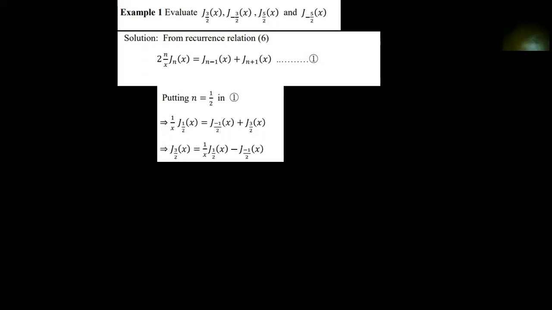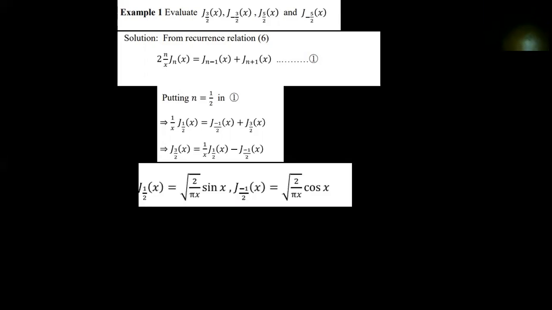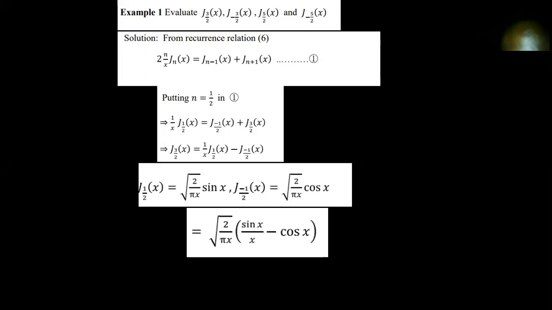Now, if I collect like terms, I'm going to have J_{3/2}(x) equals 1 over x, J_{1/2}(x) minus J_{-1/2}(x), which is very easy for me because I know J_{1/2}(x) to be equal to the square root of 2 divided by pi x, sine x, while J_{-1/2}(x) is equal to the square root of 2 divided by pi x, cos x. Then if I substitute, I will see that my Bessel function of 3 over 2 will now be the square root of 2 divided by pi x into sine x over x minus cos x. That is the solution to the question.